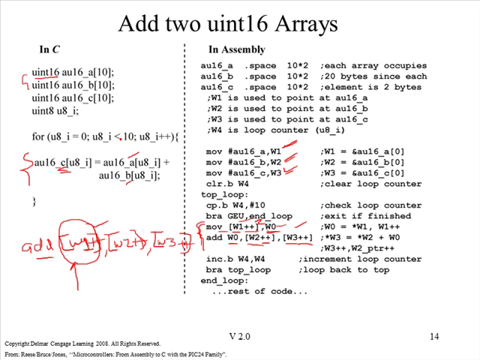At that point, all we have to do is increment our loop counter I, which is being implemented by W4. So we'll increment W4, store the result back into W4, and then we're going to branch back up to the top of our loop to do all of this again. At that point, our code solution is finished.